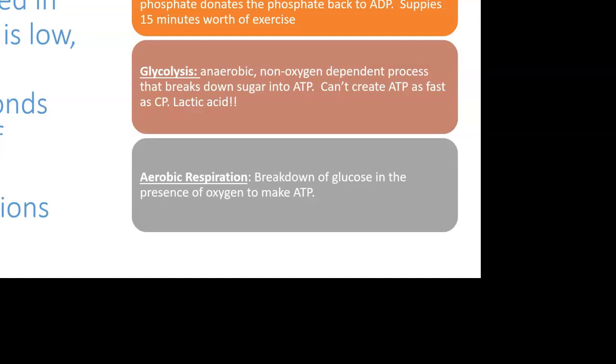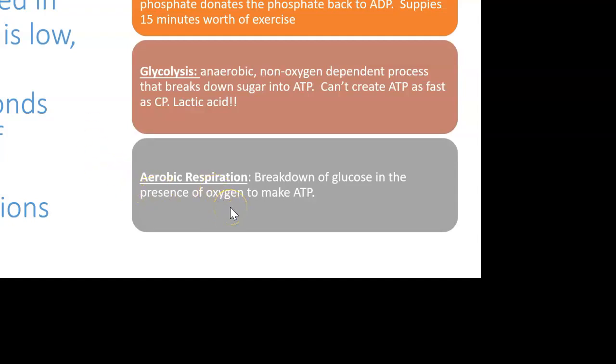Pyruvic acid can be used in aerobic respiration in the presence of oxygen. But if oxygen is not available, it ends up getting converted to lactic acid, and this is what causes your muscles to ache. So basically, when you have sore muscles after an activity, there wasn't enough oxygen in order to continue glycolysis, and so that ends up going into lactic acid, which builds up in your muscle and causes your muscles to be sore.